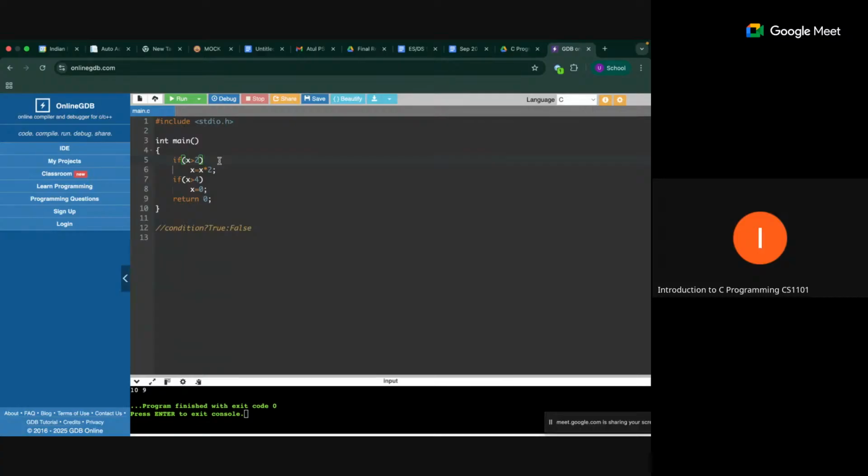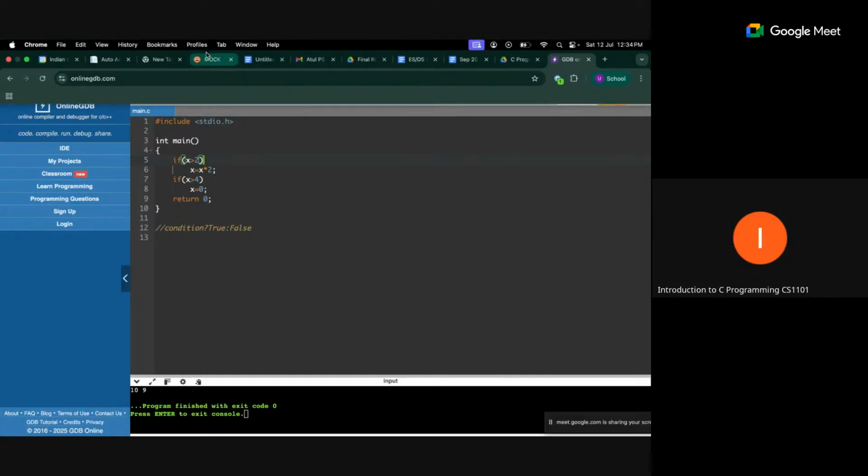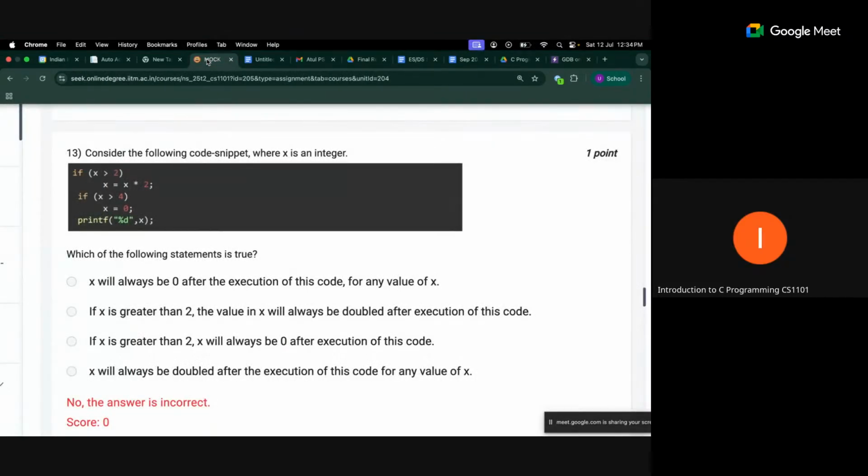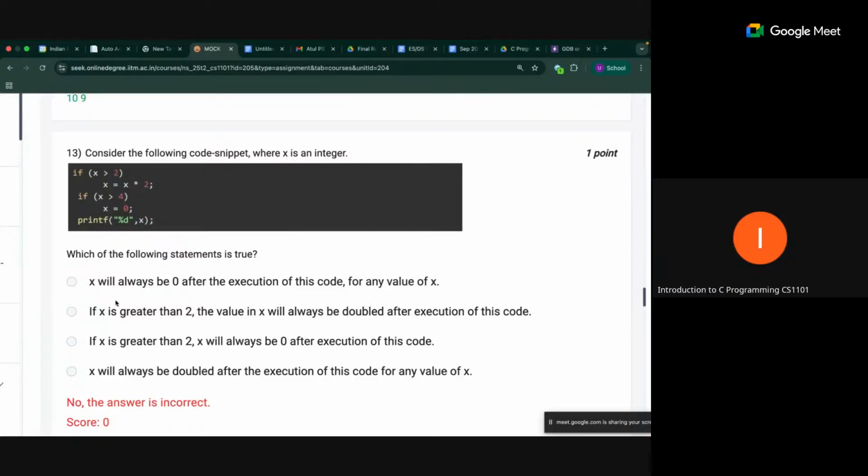Okay, let's say the first option says that whatever the x value is given, x becomes 0. Is it so? If I give x as 1, what will happen? No, if the x value is 1, x remains the same, right? Because 1 is not greater than 2. No other operation will be executed. Similarly, if I give 2, still nothing works. The value is still the same. So this value will not be 0. So this option will not work.